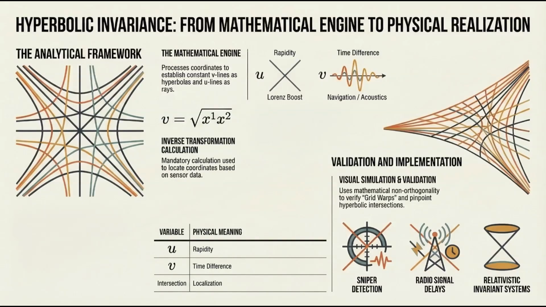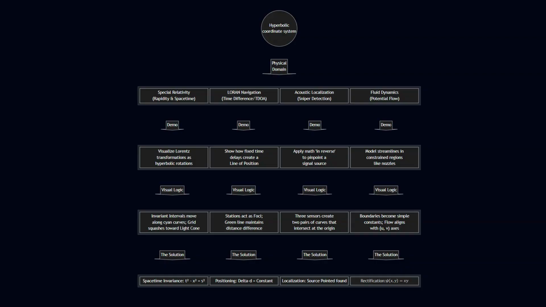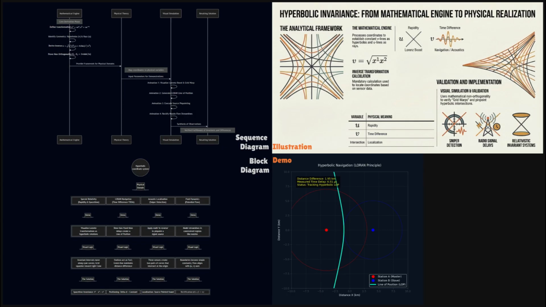The derivation sheet serves as the theoretical foundation or engine, while the sequence and block diagrams illustrate how that abstract engine is practically applied to solve real-world problems. Relationship with the sequence diagram. The relationship here is one of logical progression.